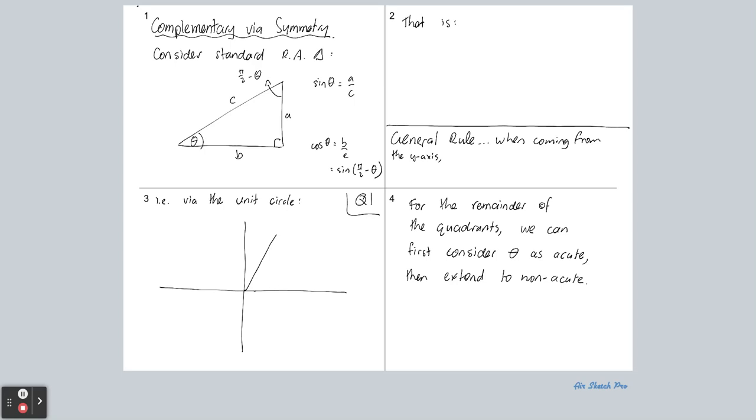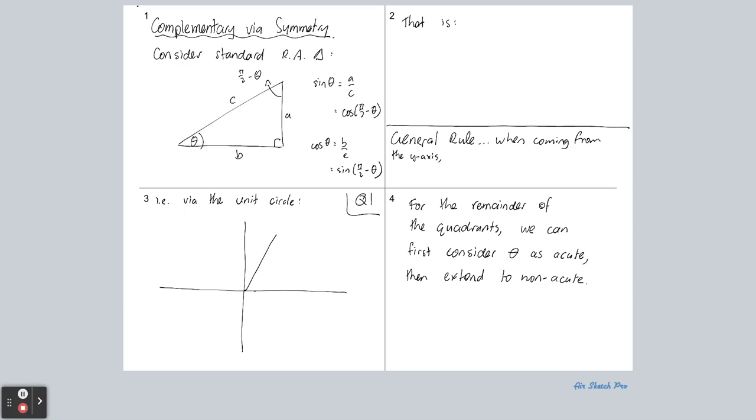And similarly, for the cosine of pi on 2 minus theta, we have adjacent over hypotenuse, A over C, which is also the value of sine theta. So sine theta is equal to the cosine of pi on 2 minus theta.